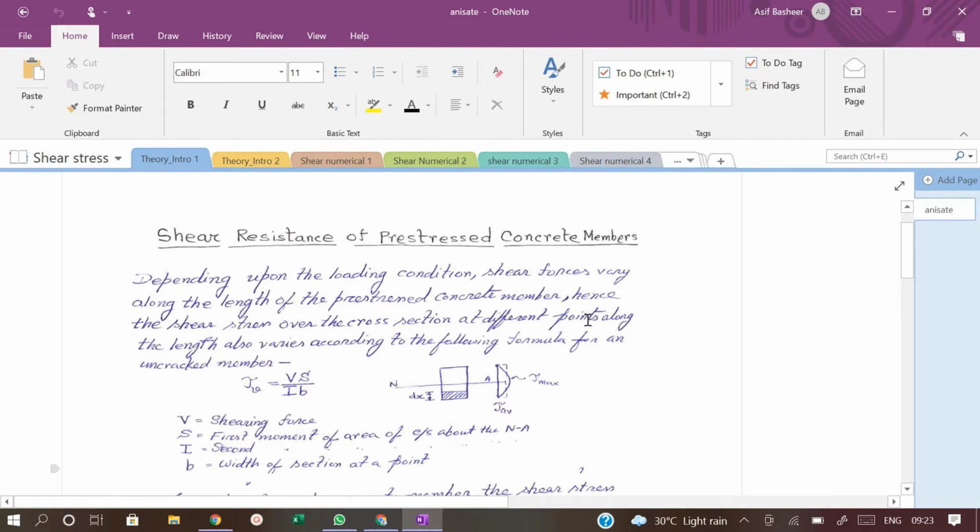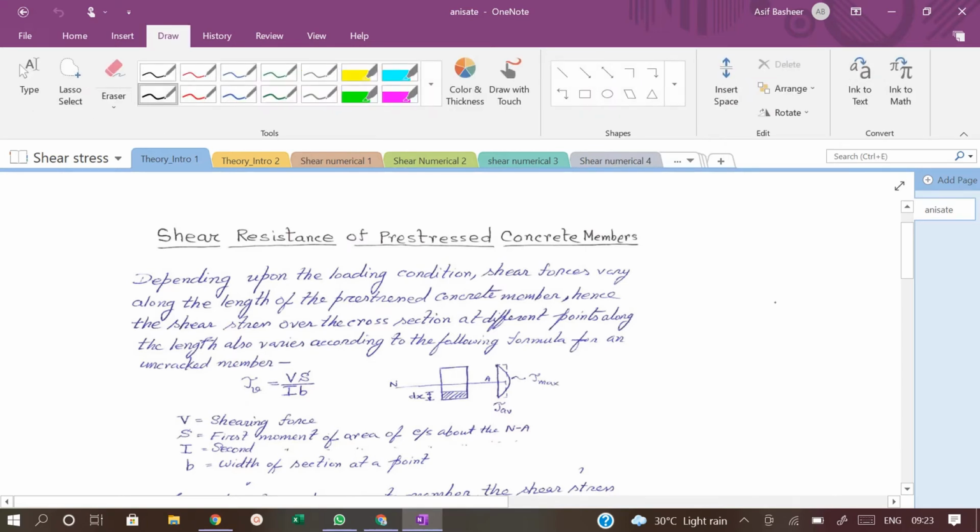What happens? The shear force along the section varies. As a result, the shear stress also will vary. Hence, the shear stress over the cross section at different points of the length also varies according to the following formula for an uncracked member. You might have studied this in your theory of mechanics of solids.